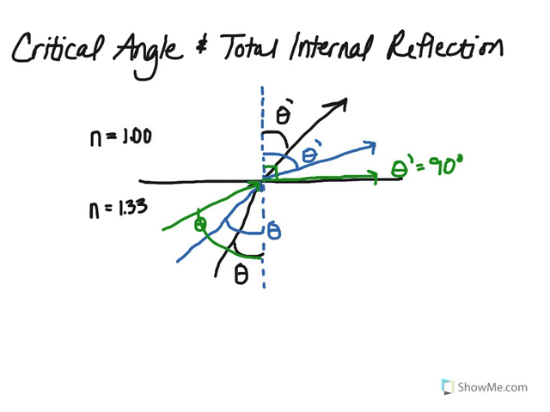And in this case, that incident angle that gives the refracted angle of 90 degrees, we call the critical angle, and we label that theta c. And what that means is any angle greater than that would create total internal reflection. And the reflected angle would be equal to the incident angle. But none of the light would be transmitted or refracted on the other side.